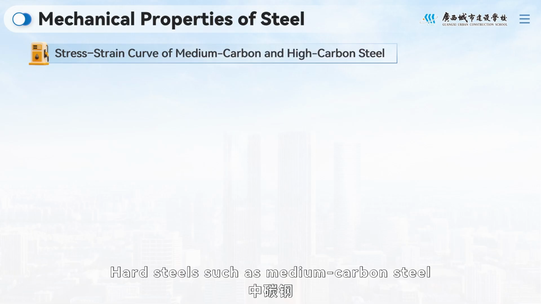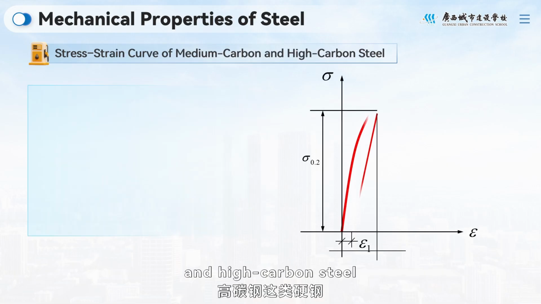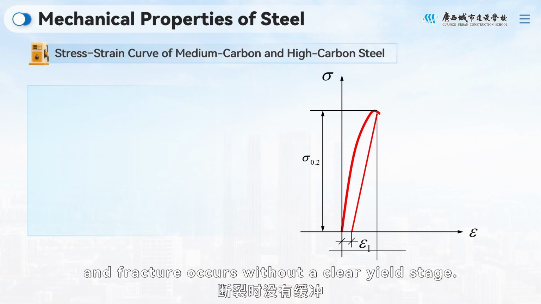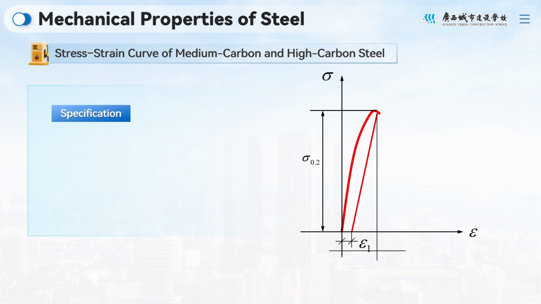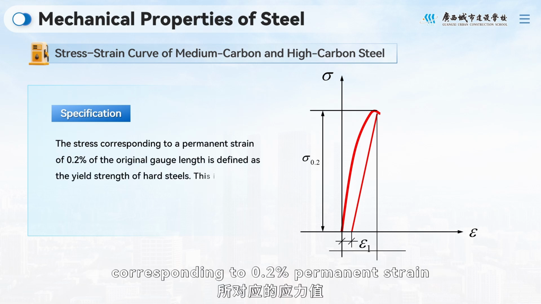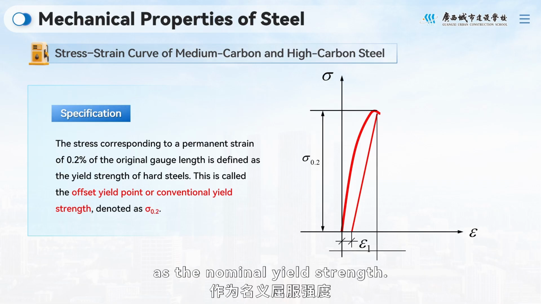Hard steels such as medium carbon steel and high carbon steel do not exhibit a distinct yield point, and fracture occurs without a clear yield stage. Therefore, the design code specifies the stress corresponding to 0.2% permanent strain as the nominal yield strength.